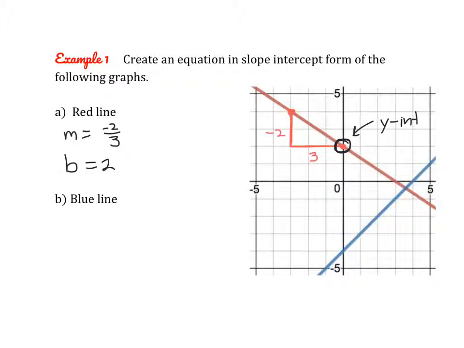Now all I need to do is write it in slope-intercept form. y equals m times x plus b. So y = -2/3 x + 2.